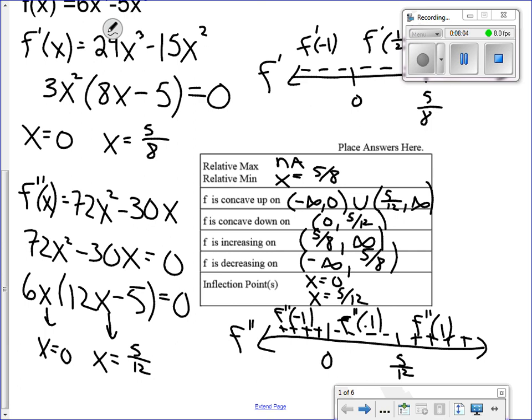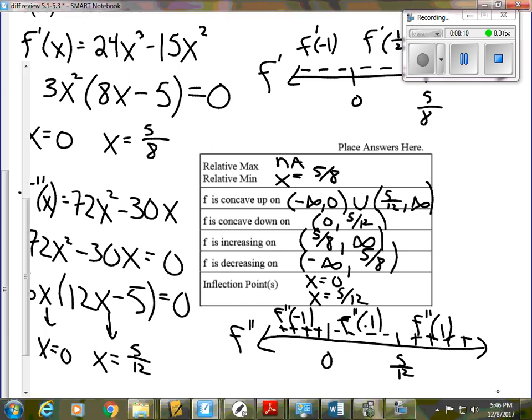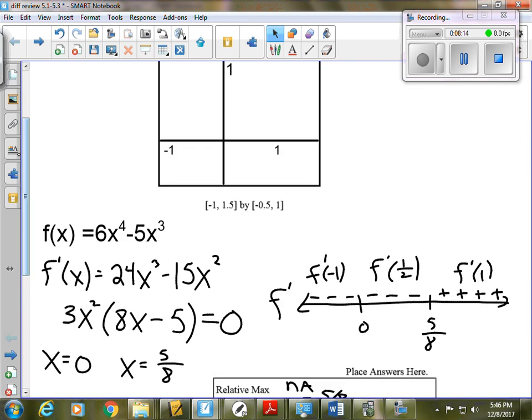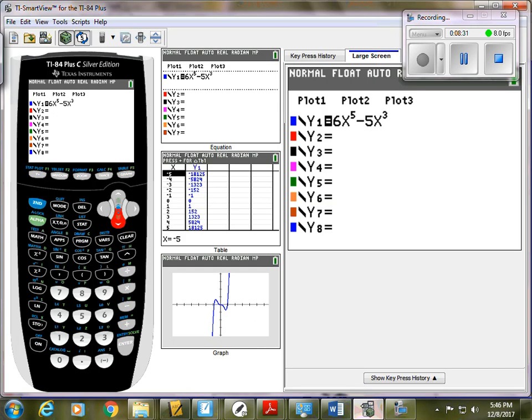Now the graph is really just to check that your information is right. You can actually put it into the calculator. And if you notice on this question, you were given the window. This is your x min, that's your x max. Your y min is -0.5 and your y max is 1. So we'll set our calculators like that. So you want to enter the function into y1, and we'll set our window.